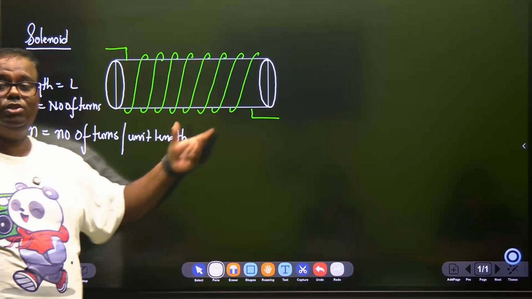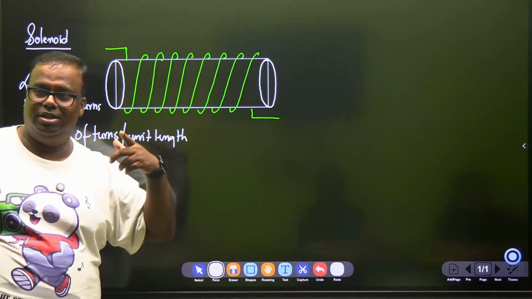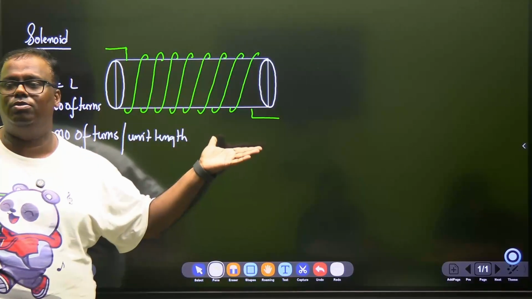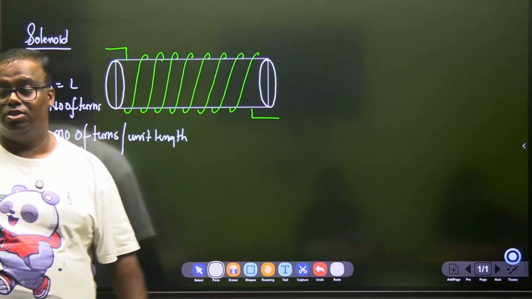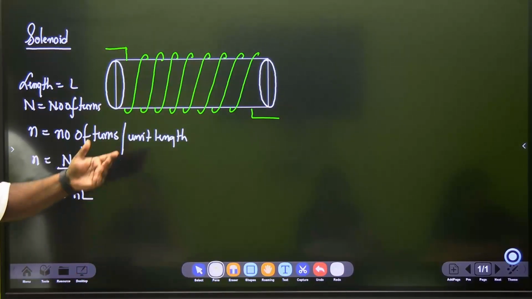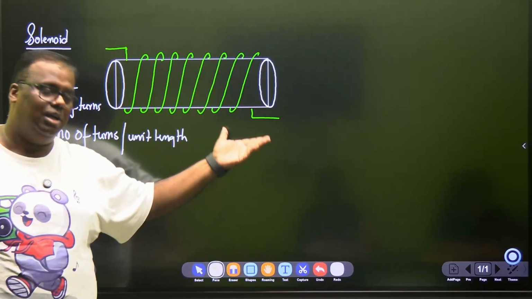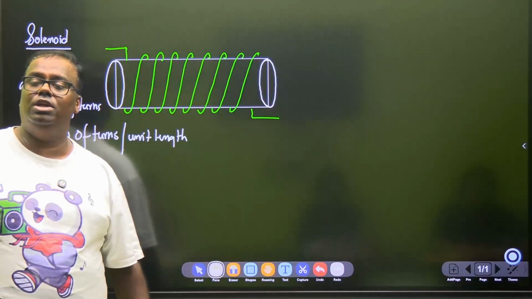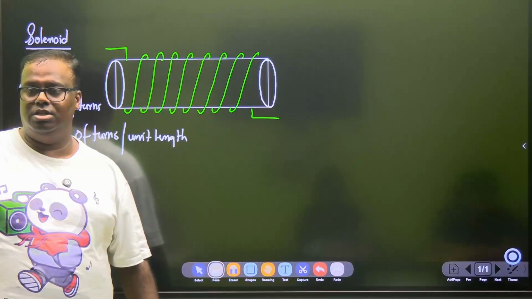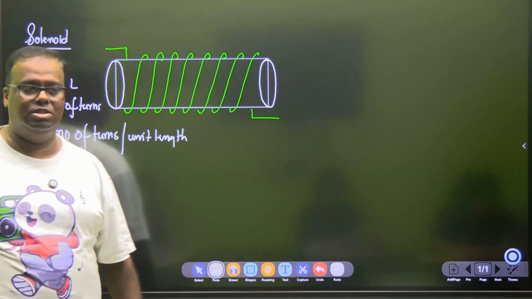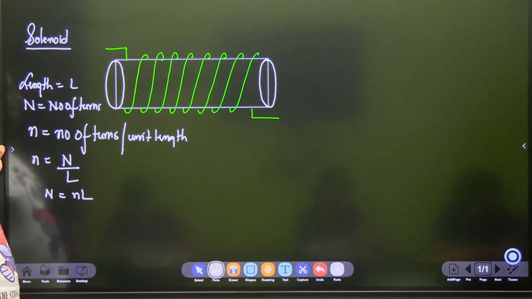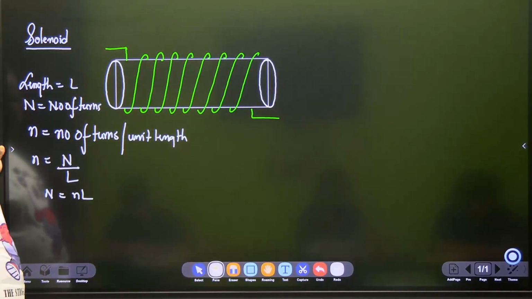L is the length over which the turns are spread. So if somebody tells you, suppose in 10 meters I have got, say, 100 turns, then in 1 meter, how many turns do you have? You divide the turns by the length, so that is the number of turns in 1 meter. This is what we understand as turns per unit length. Is this clear now? Yeah.